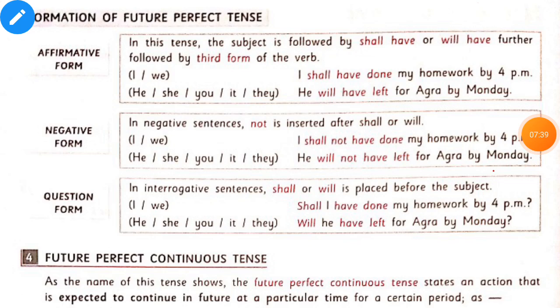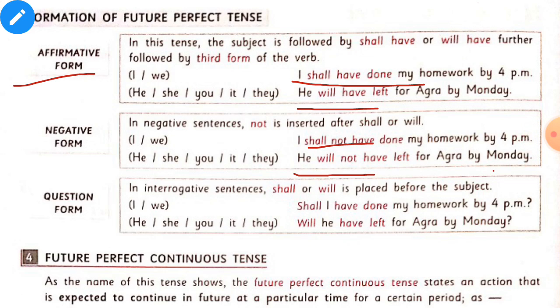Now children, we will know about formation of future perfect tense. First is affirmative form. Affirmative form of future perfect tense will be like that: I shall have done my homework by 4 p.m. He will have left for Agra by Monday. And negative form will be I shall not have done, he will not have done. Not is inserted after shall or will.